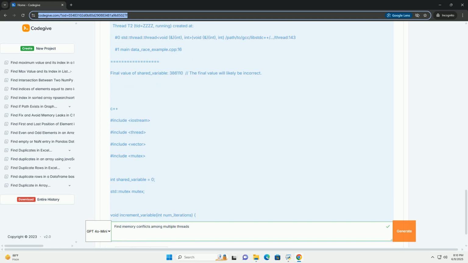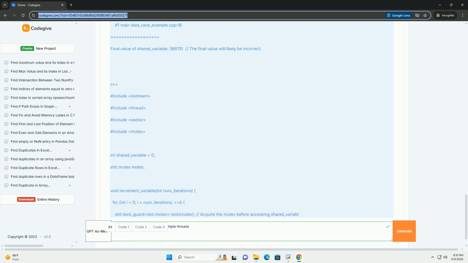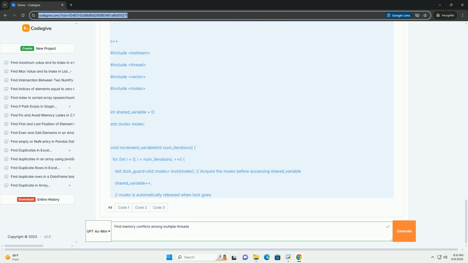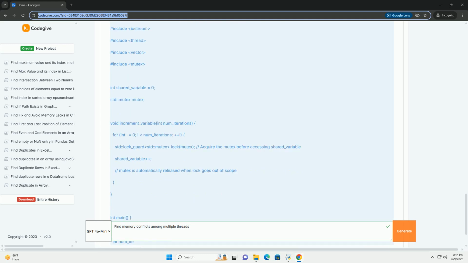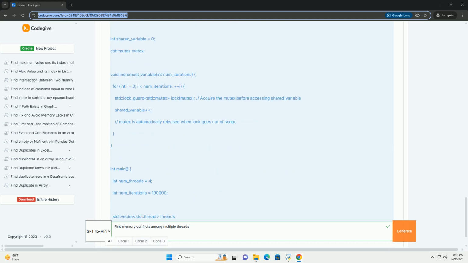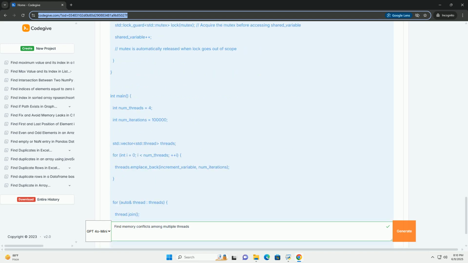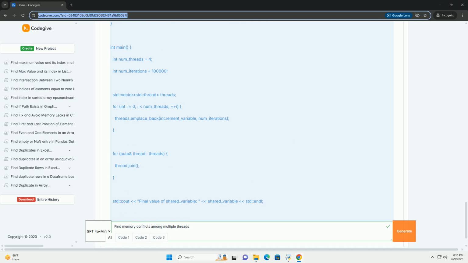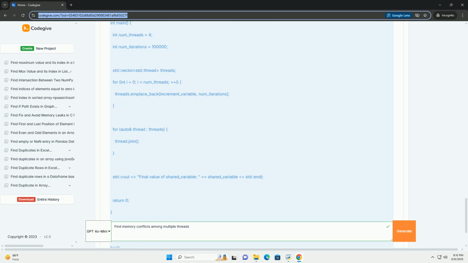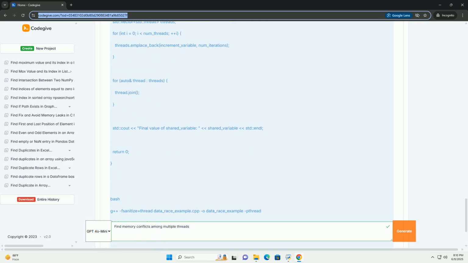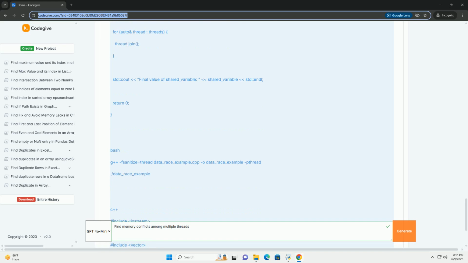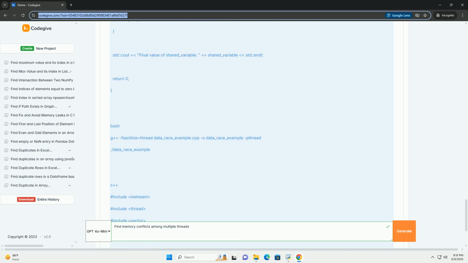A memory conflict, also known as a data race, occurs when the following conditions are met simultaneously. Multiple threads: two or more threads access the same memory location. Concurrent access: at least one of the accesses is happening concurrently, i.e., not protected by synchronization mechanisms.